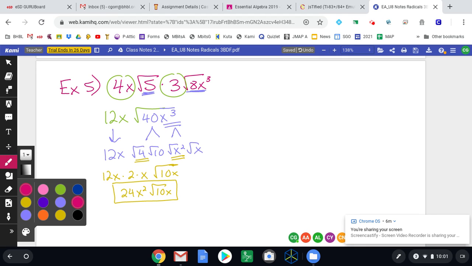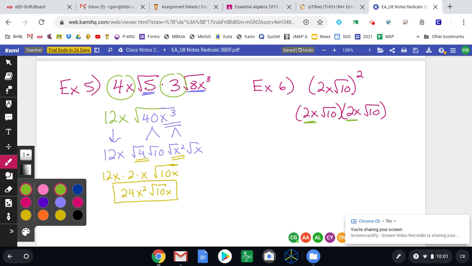All right, let's try another one. Let's say I have something like 2x radical 10, and I want to square it. So we said before, squaring means that I have two of them. So 2x radical 10 times 2x radical 10. Same as before, multiply the outsides. So that's giving me a 4x squared. Multiply the insides. 10 times 10 gives me 100. Square root of 100, though, is 10. So now this is 4x squared times 10, giving me 40x squared.